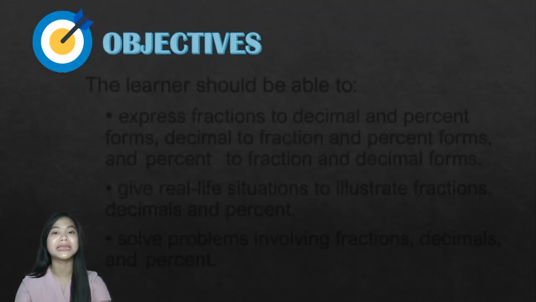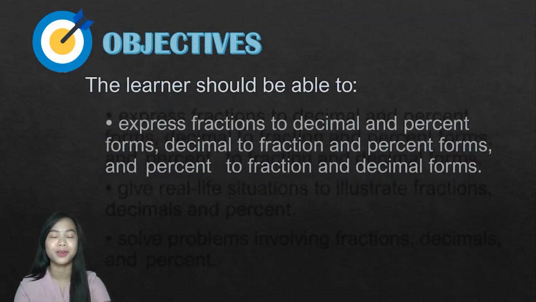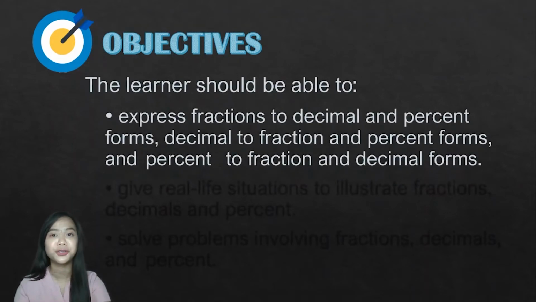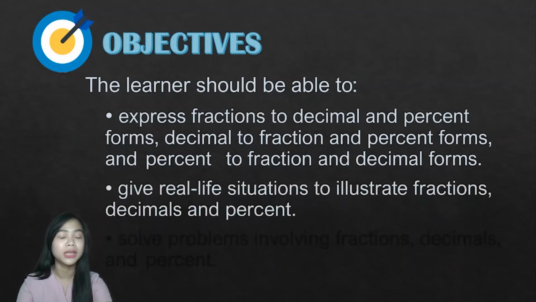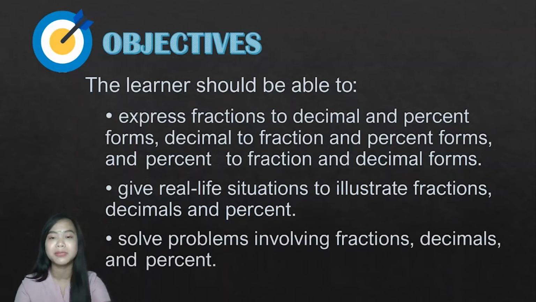Let us have our objectives for the discussion today. The learner should be able to first express fractions to decimal and percent forms, decimal to fraction and percent forms, and percent forms to fraction and decimal forms. Another one, the learner should be able to give real-life situations to illustrate fractions, decimals, and percents. And last, solve problems involving fractions, decimals, and percent.